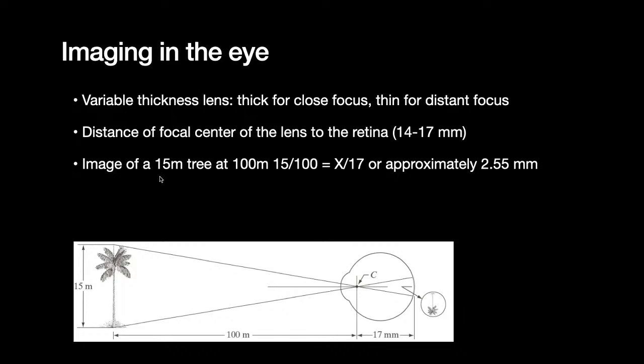And the image of a 15-meter tree would be around 2.5 millimeters. So you can see it's a large tree, but the image is very small on the retina. Most of this will be around the fovea. The image is almost entirely on the fovea, where the sensitivity is very high.